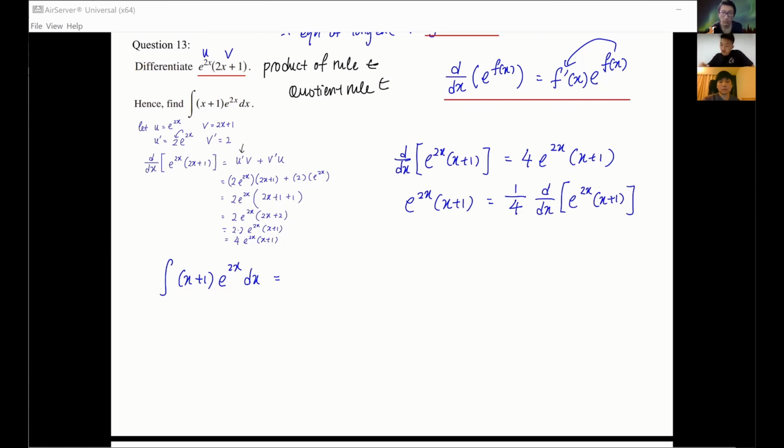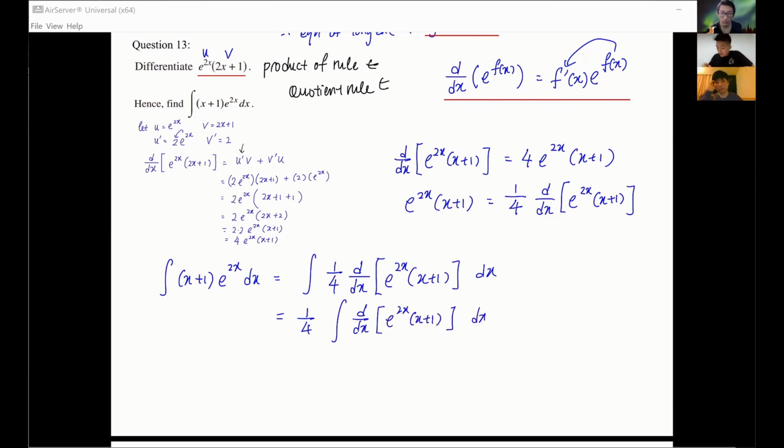So we're going to sub it in. Okay, we're going to sub this whole thing in. So integrate 1/4 differentiate e to the 2x, (x plus 1) dx. Now 1/4, the quarter is constant, so I bring out 1/4. Now, this is the tricky part. Differentiate this, become this. Now you differentiate and then integrate.